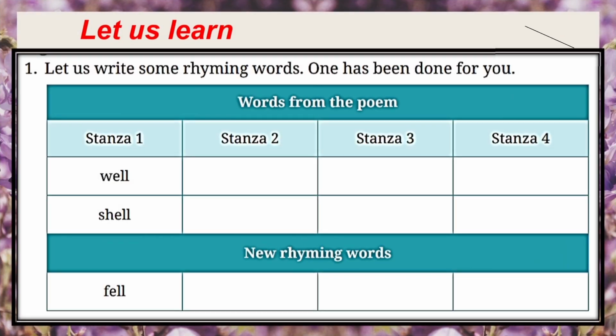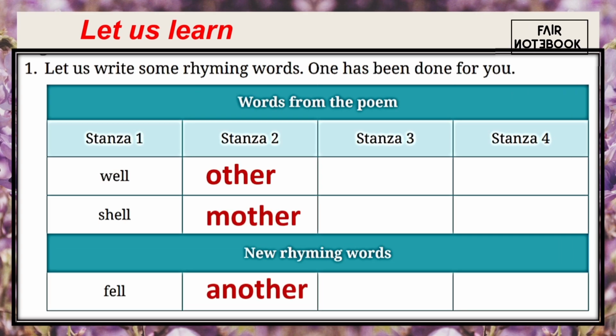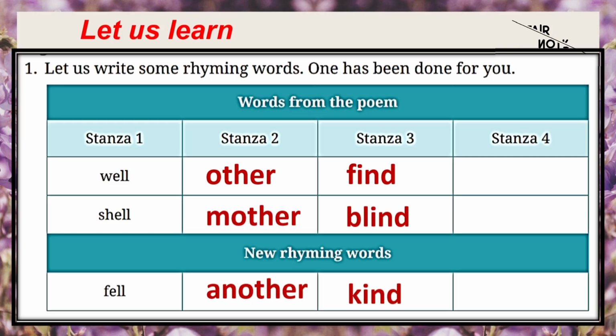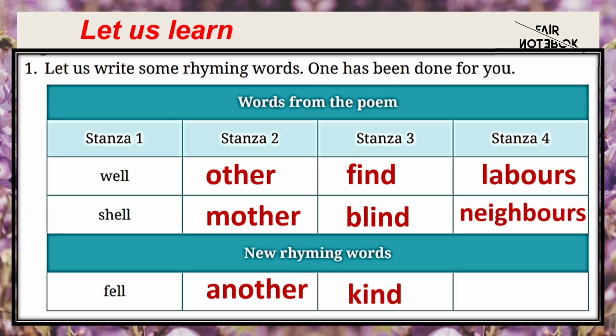Let us learn. Let us write some rhyming words. One has been given, done for you. Stanza 1, well, shall. New rhyming word, fell. Stanza 2, other, mother. New rhyming word, another. Stanza 3, find, blind. New rhyming word, kind. Stanza 4, labors, neighbors. New rhyming word, flavor.